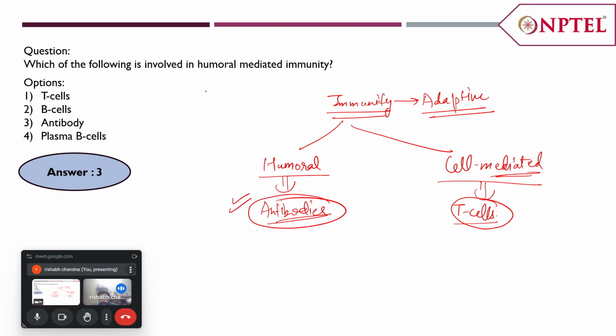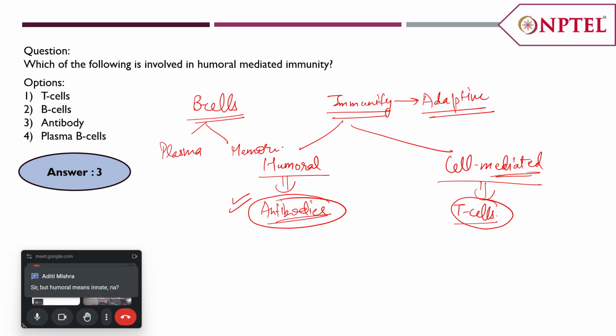Just a brief about that. B cells are the cells that arise from the bone marrow, and those cells divide into two types of cells. One is the plasma cells or plasma B cells, and the other one is the memory B cells. I'll come to that. Plasma B cells basically produce the antibody.